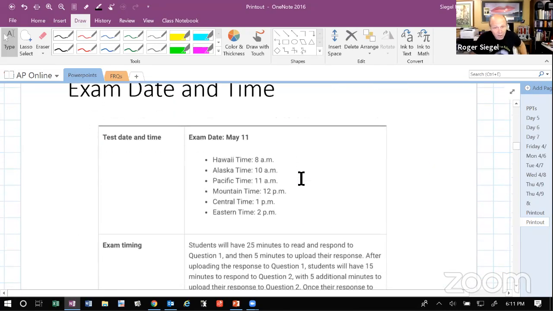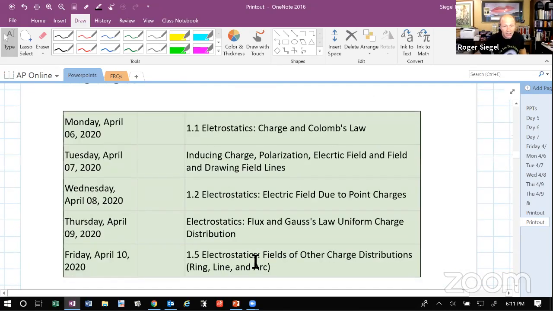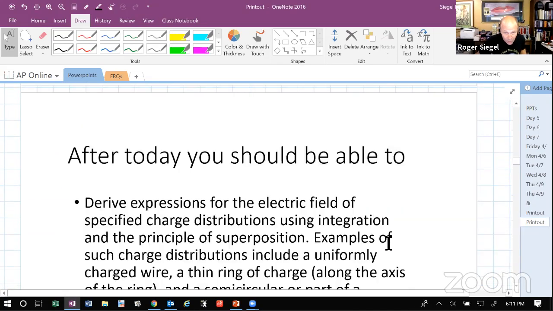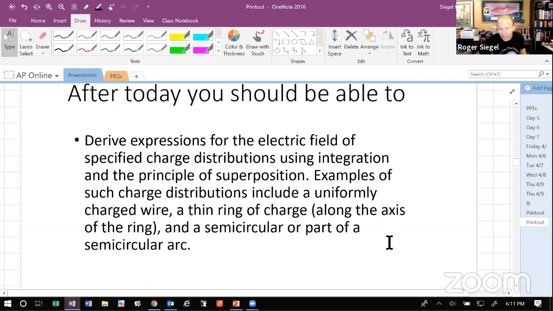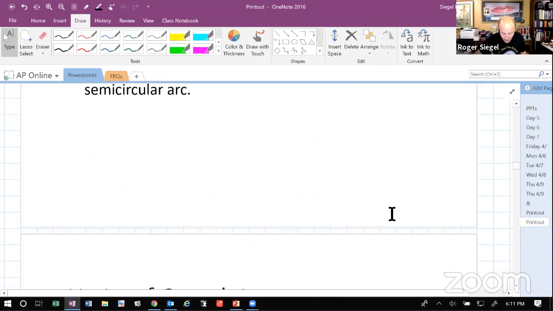So what we're going to do tonight is look at the fields of other charge distributions: ring, line, and arc. After today, and I did say a minute ago, this is going to be perhaps the most directed lesson we do. It's very specific and very proscribed. We know exactly what we're doing. And it says derive expressions for the electric field of specified charge distributions using integration and the principle of superposition. Examples of such charge distributions include a uniformly charged wire, a thin ring of charge along the axis of the ring, and a semicircular arc.